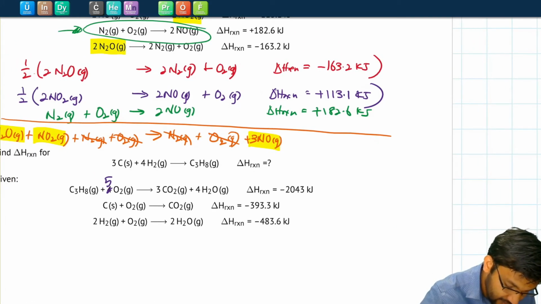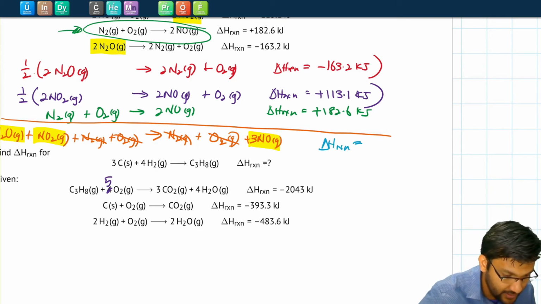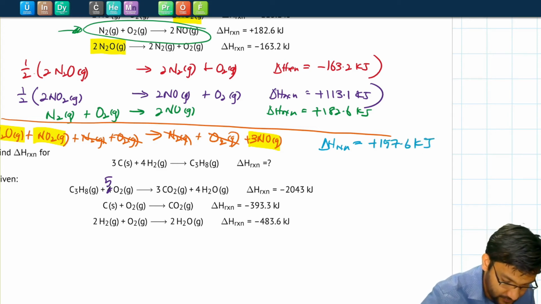So let's just add up the delta H for the reaction. What we have is half of negative 163.2 kilojoules plus half of positive 113.1 kilojoules plus positive 182.6 kilojoules. So the delta H for this reaction is, if I did my math right, positive 157.6 kilojoules. It's an endothermic reaction.